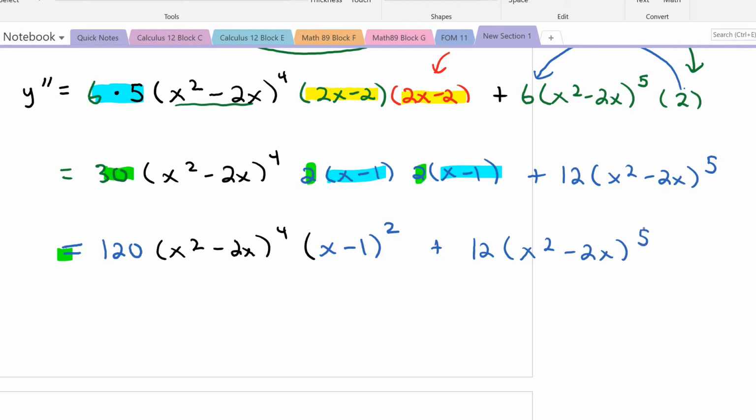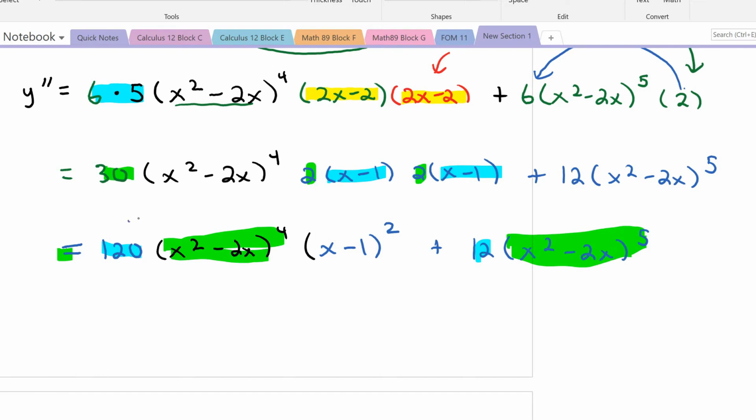Now there's definitely more factoring you can do. I see this term here in green and this term over here in green. You can definitely factor those out. And you can also factor out something from the 120 and the 12. That's more work to do, but I'll probably stop the question here just because I don't want to do any more simplifying, but you can definitely simplify more.